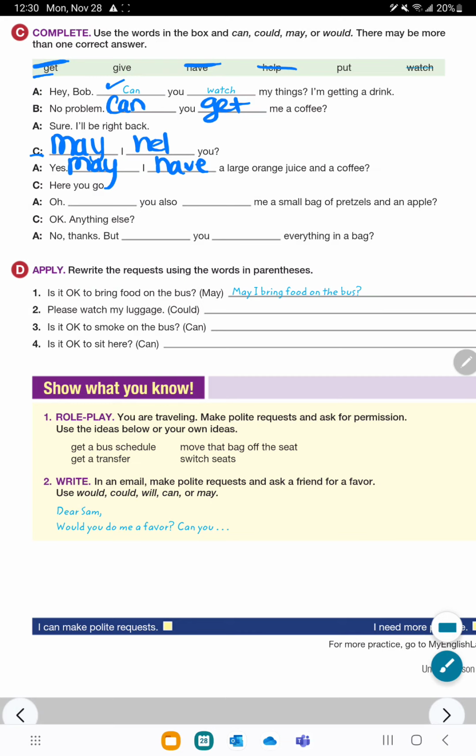The lady at the counter says, here you go. So she gives person A the orange juice and the coffee. Oh, blank you, so we know it's a favor. Also, something, a verb, me a small bag of pretzels and an apple.